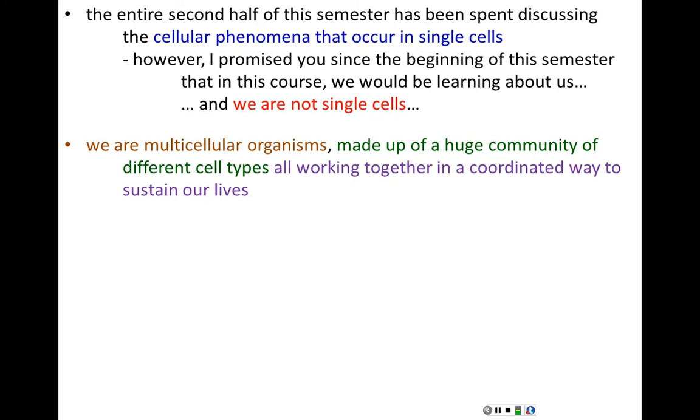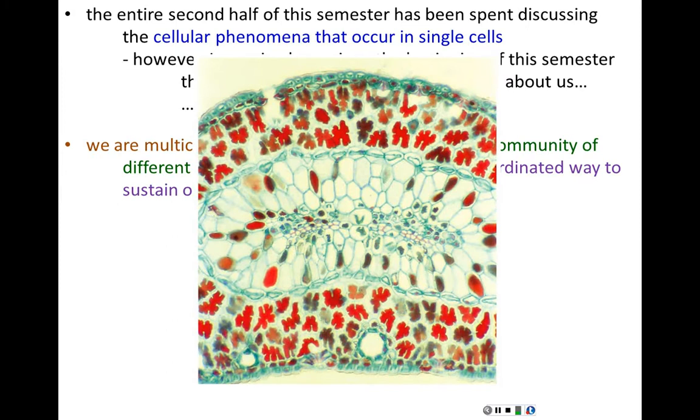We are multicellular organisms. We are made up of a huge community of a trillion cells belonging to different cell types, all working together in a very coordinated fashion for a single purpose, to keep us alive. So this is a very, very crude example of what I'm getting at here, a very small cross-section of a particular structure, but you can see very superficially here, just by looking at this, many different cell types with different shapes, different staining patterns, different placement, each of these cells contributing to a larger whole. So we'll talk about that today, individual cells coming together for a single purpose in a coordinated way.